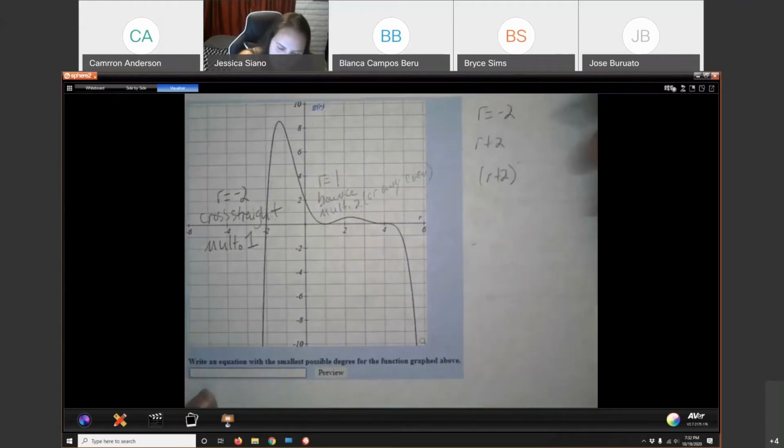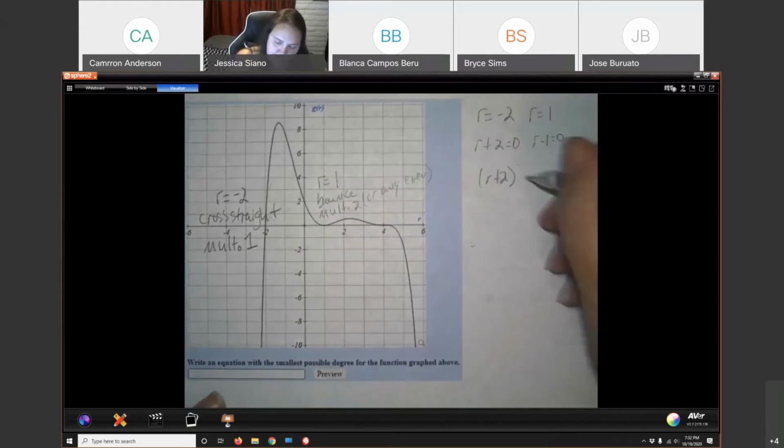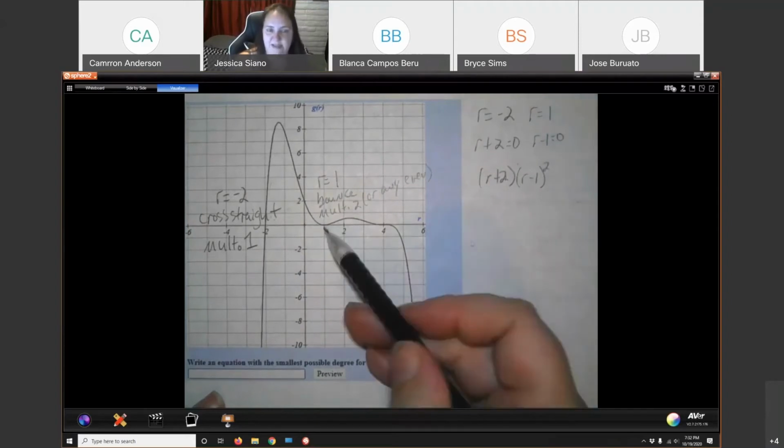So r equals 1 would mean a factor of r minus 1. And the multiplicity of that factor is 2 because it's bouncing.